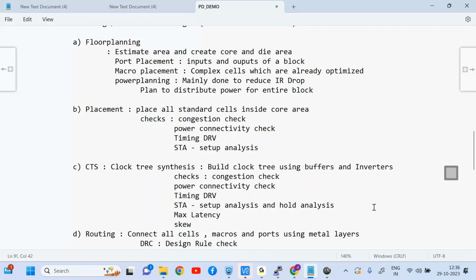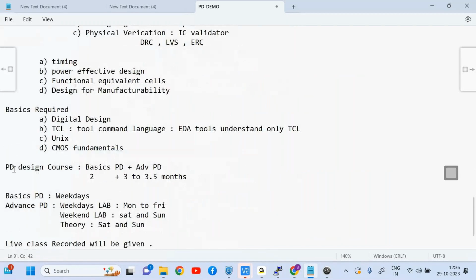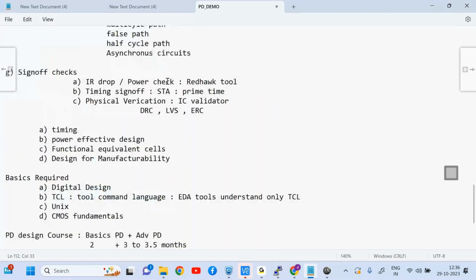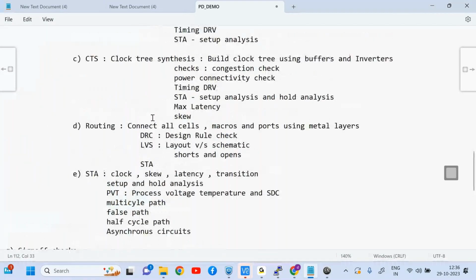That is the reason we have labs here. Labs are done for weekdays and weekend, with the help of a mentor. All the steps I mentioned are hands-on, except this Redhawk tool.